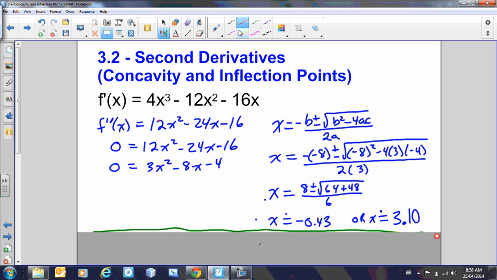Now, of course, what we're interested in is what does a second derivative of 0 mean? And of course, that's what we're going to figure out right now.